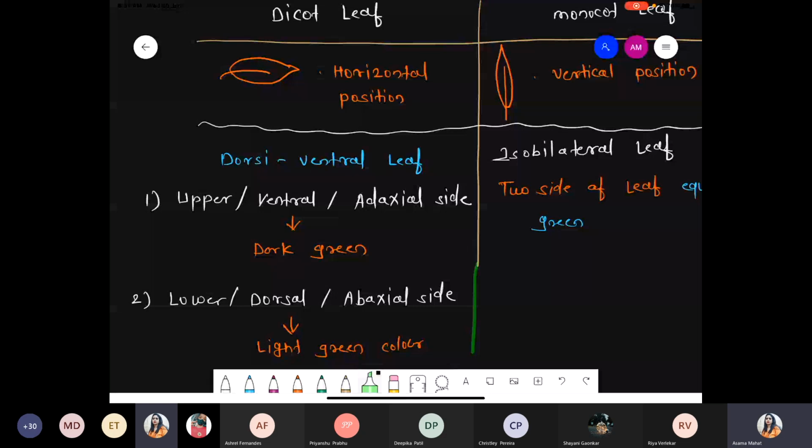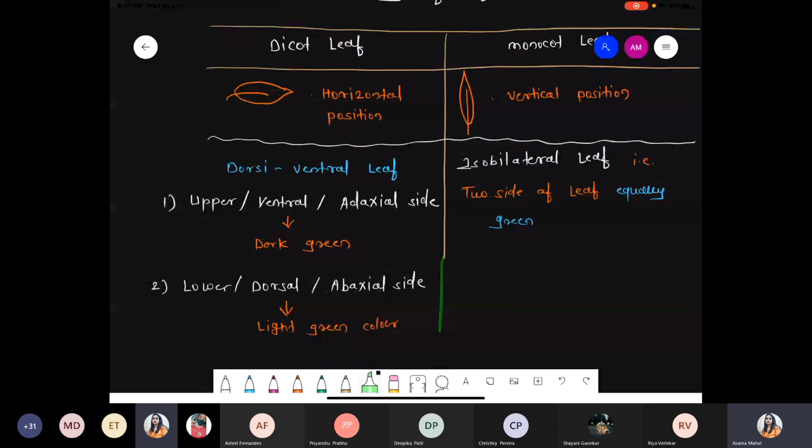So in case of the isobilateral leaf, the upper side as well as the lower side are exactly morphologically similar. Morphologically similar means with respect to color they are similar, they are equally green. But when we compare this with the dicot, in the dicot the upper side is dark green and the lower side is a fainter color.